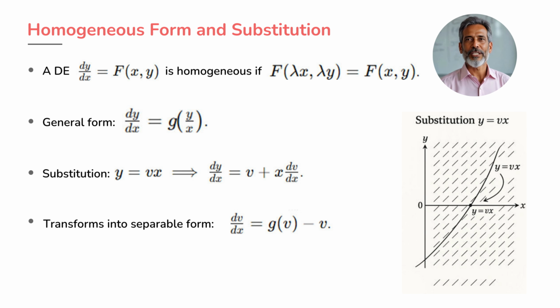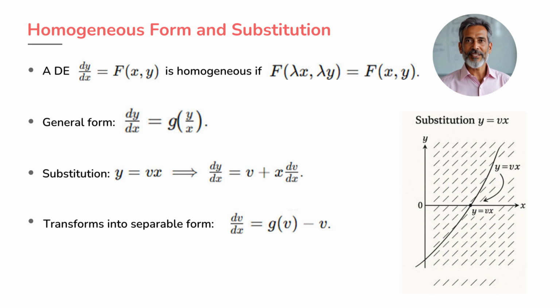Next comes homogeneous differential equations. And no, it's not about milk or mixtures, it's about symmetry. A differential equation dy by dx equals f of x comma y is homogeneous if replacing x with lambda x and y with lambda y leaves the function unchanged. In simpler words, if the ratio y by x is what really matters, the general form becomes dy by dx equals g of y by x.